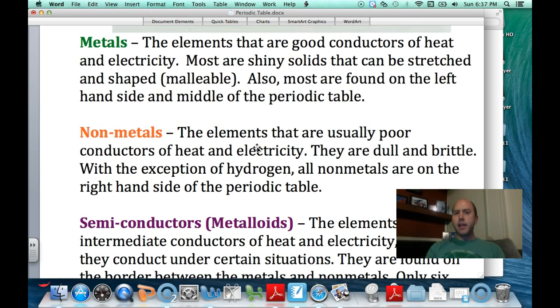Nonmetals are basically the opposite of a metal. So nonmetals are bad or poor conductors of heat and electricity. They're insulators. They're dull, not shiny. Instead of being malleable, they're brittle. And with the exception of hydrogen, they are found on the right side of the periodic table.